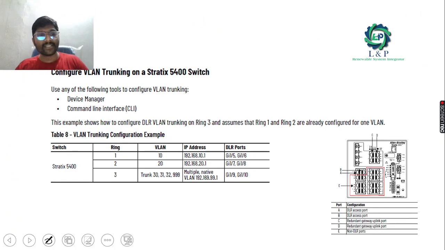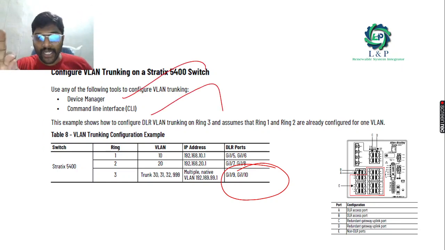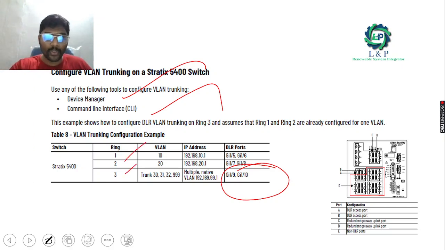Next thing is how to create the VLAN trunking for nodes 9 and 10, especially the DLR ports 9 and 10, and how to enable the trunks 30, 31, 32 and 999. You can create this in the device manager as well as in the CLI. If you are trying to create it in the web interface, you can go with the device manager. We have 3 different rings, ring 1, 2 and 3. For ring 1, the VLAN IDs will be 10 and 20 and the IP addresses you know, and the ports will be 5 and 6 for ring 1, 7 and 8 for ring 2, and for 9 and 10 you are going to use multiple and native VLANs.